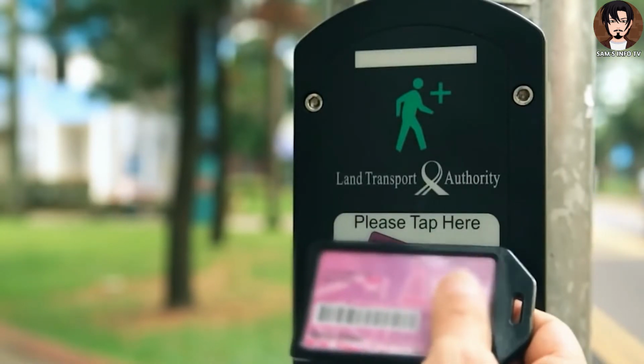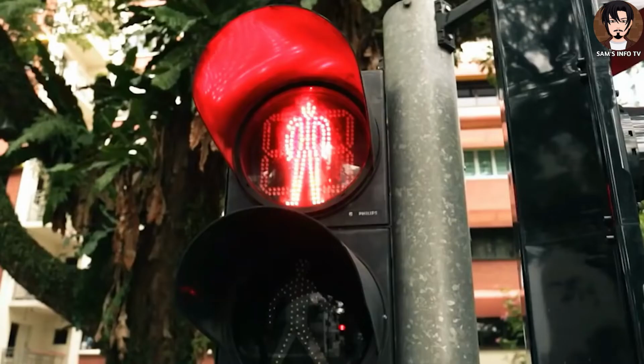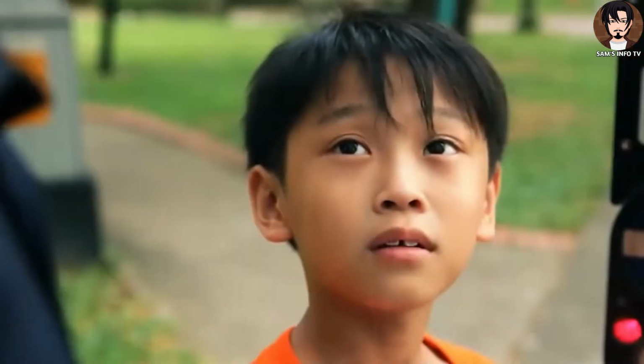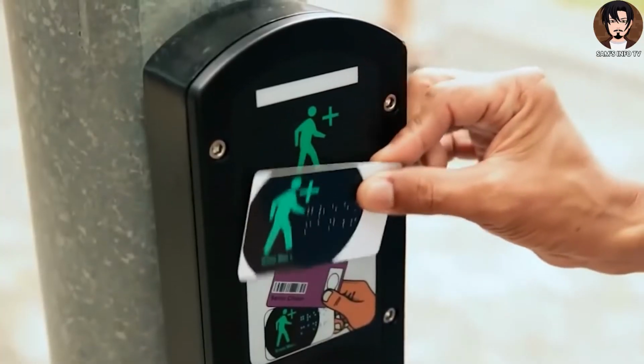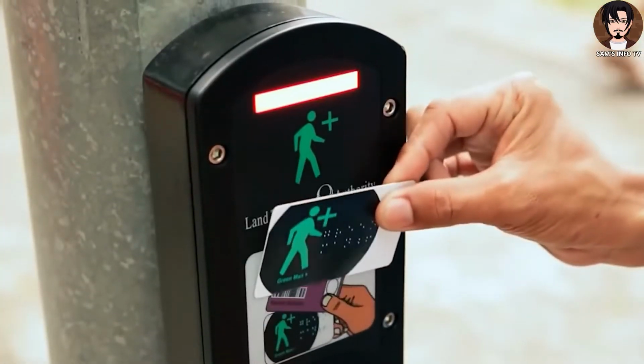In Singapore, a special card was created to address this issue. It increases the crossing time. Even a visually impaired person can use it, as a sound signal helps them the best.